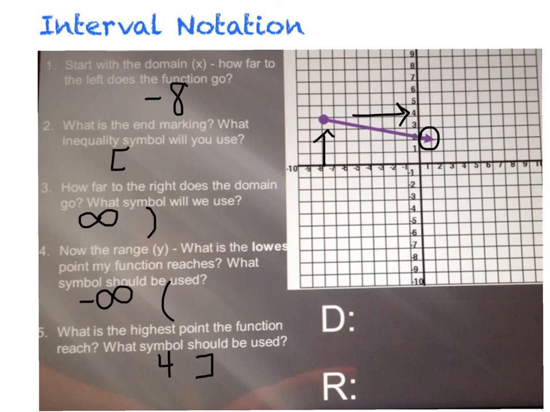If I go ahead and state my domain, I have left bracket, -8, comma, infinity, right parenthesis. For my range, my lowest point was negative infinity, which we know always includes parentheses, and my highest point was 4, and we said that was going to be a right bracket. The notation we've used here was interval notation because we've used brackets and parentheses.